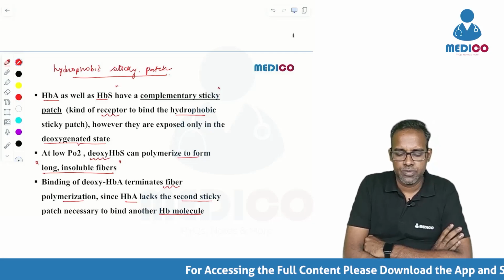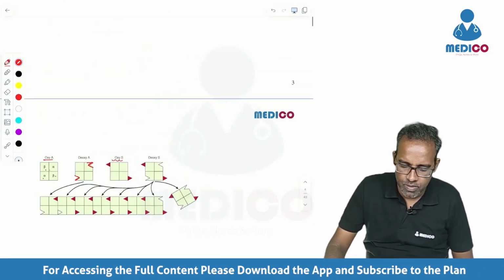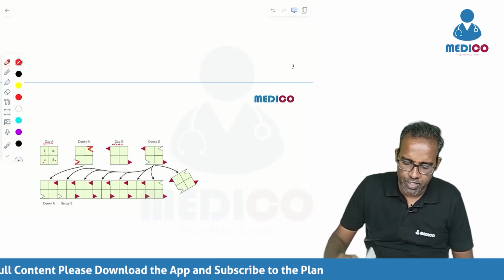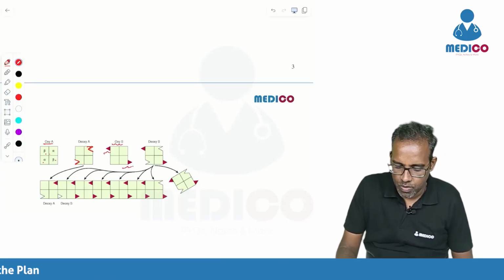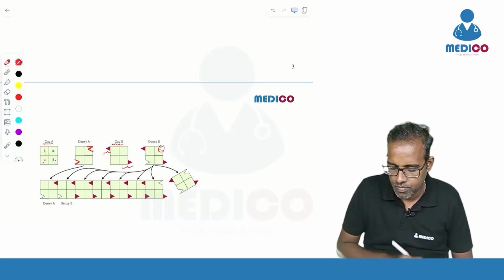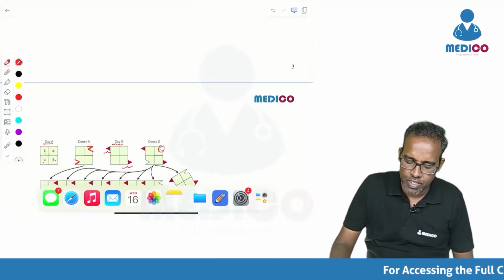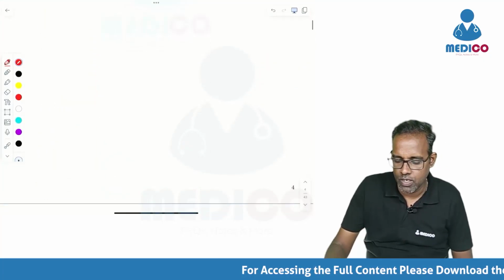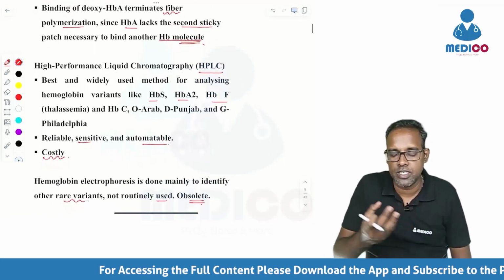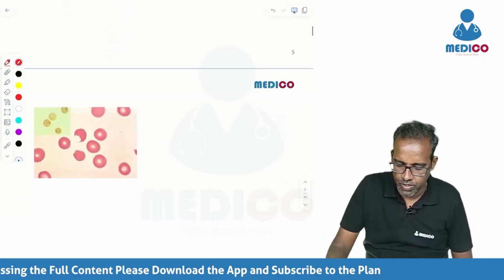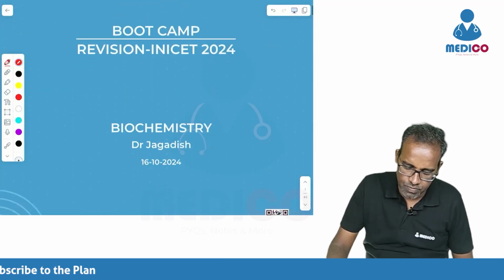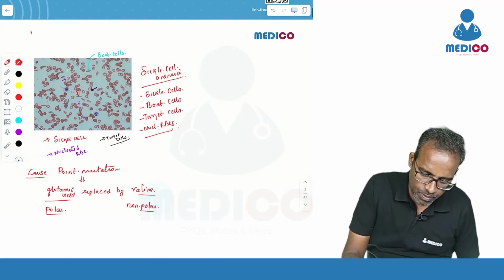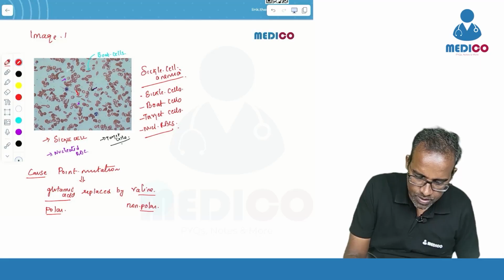So because of this change, the hemoglobin S will generate a sticky patch. This sticky patch will bind to this hydrophobic pocket to form a polymer like this. This polymerization can be inhibited when an oxygenated hemoglobin A comes in, because it doesn't lack a receptor to bind the sticky patch. This is called sickling. So that's about sickle cell anemia, that's about this first image. Image 1 is on sickle cell anemia.